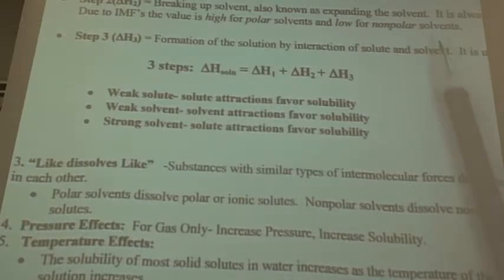Why didn't it work? It's not soluble. Why isn't it soluble? Not attractive. That's exactly true. Water is polar and wax is nonpolar.